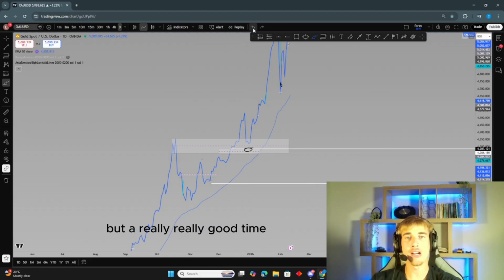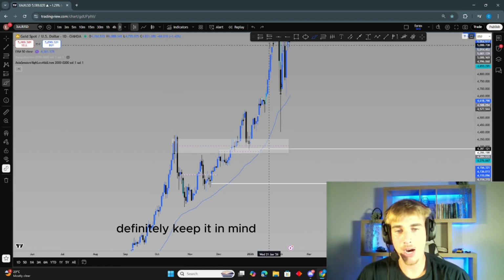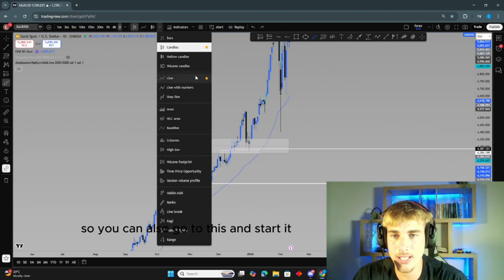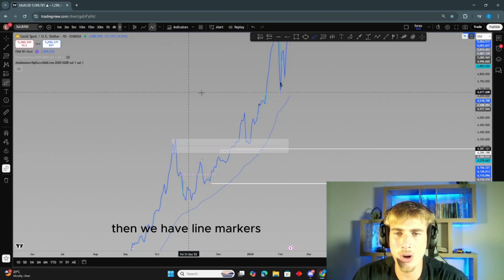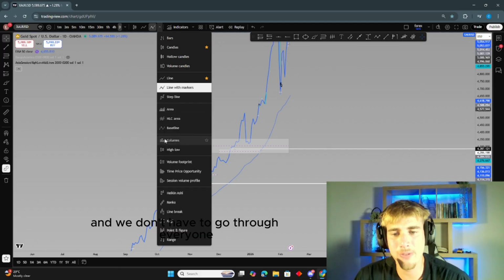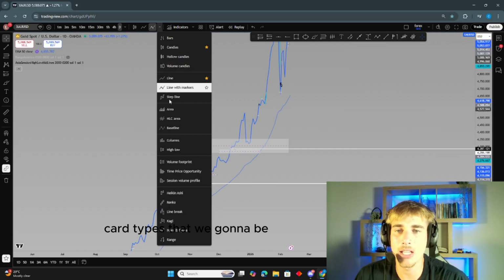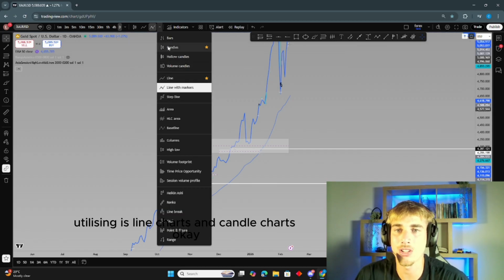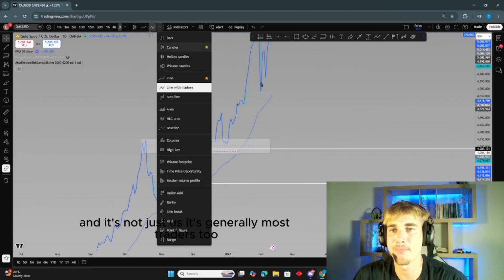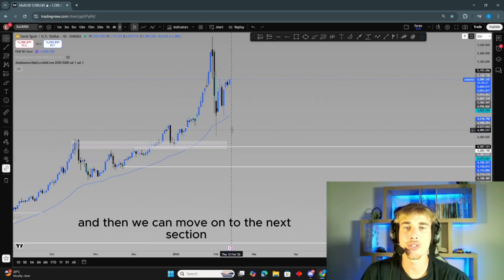But it's a really, really good chart type that we like to use every single day. Definitely keep it in mind because it's going to help you in the future as well, right? So you can also go to this and star it. Then we have line markers, quite a few different types of charts. And we don't have to go through every one. You can see it goes all the way down to ranges. The main two chart types that we're going to be utilizing are line charts and candle charts. Okay. And it's not just us, it's generally most traders too. So you can start with those two, and then we can move on to the next section.